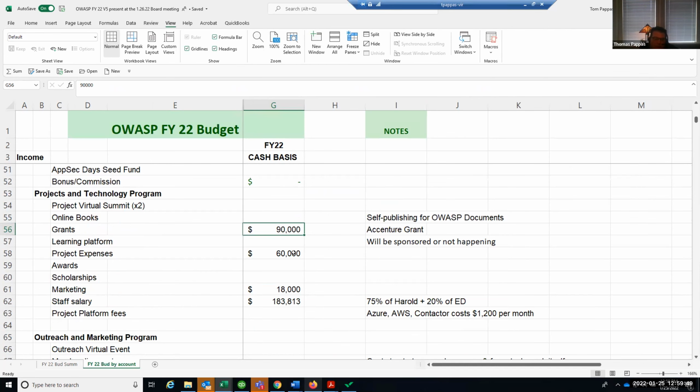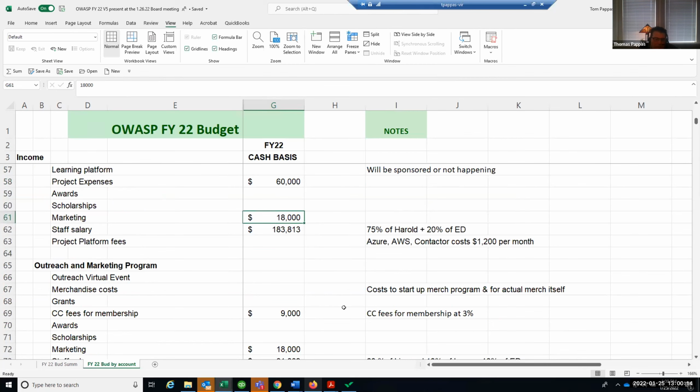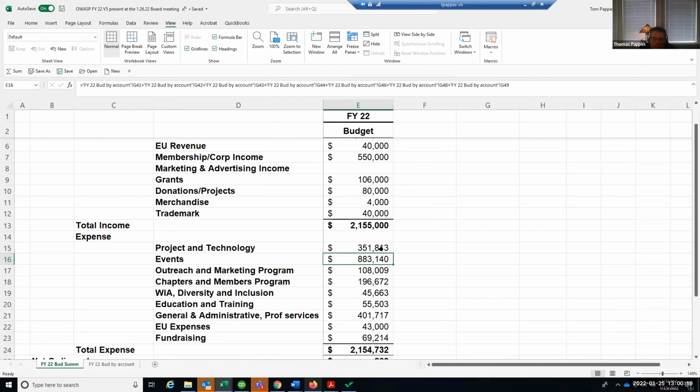$100,000 grant. Project expenses, we're assuming that hopefully they're going to spend at least $5,000 a month to work on projects. This year, it wasn't that much. I believe it was like 20,000 or so. We split up our marketing to have 18,000 here, 18,000 in outreach. Again, there's staff salaries that are part of it. So the total for projects is about 352.